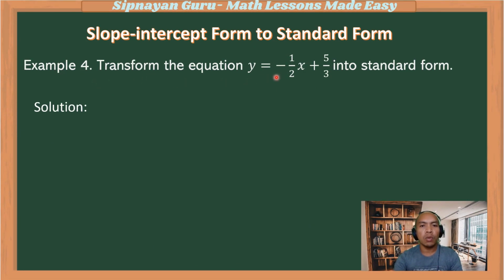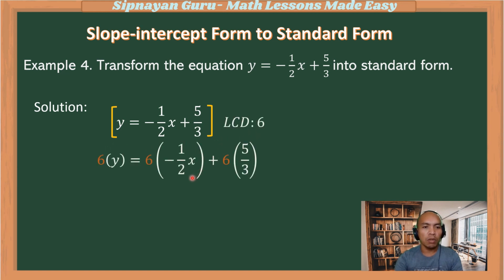Transform the equation y is equal to negative 1 over 2x plus 5 over 3. So, this is the given equation. Again, we have to get rid of the denominator, so we will multiply the whole equation by the LCD, and its LCD is positive 6. So, multiply each term. 6 times y is equal to negative 1 over 2x times 6, plus 5 over 3 times 6.